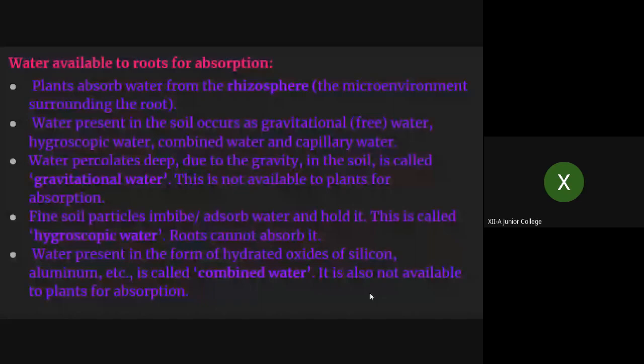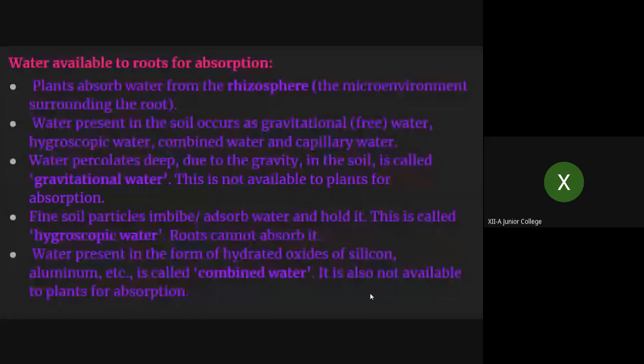Then next is fine soil particles imbibe, absorb water and hold it. This is called hygroscopic water. Means there is rain, soil particles become wet, they imbibe and absorb water and hold it. But this water is called hygroscopic water, and roots cannot absorb this water.